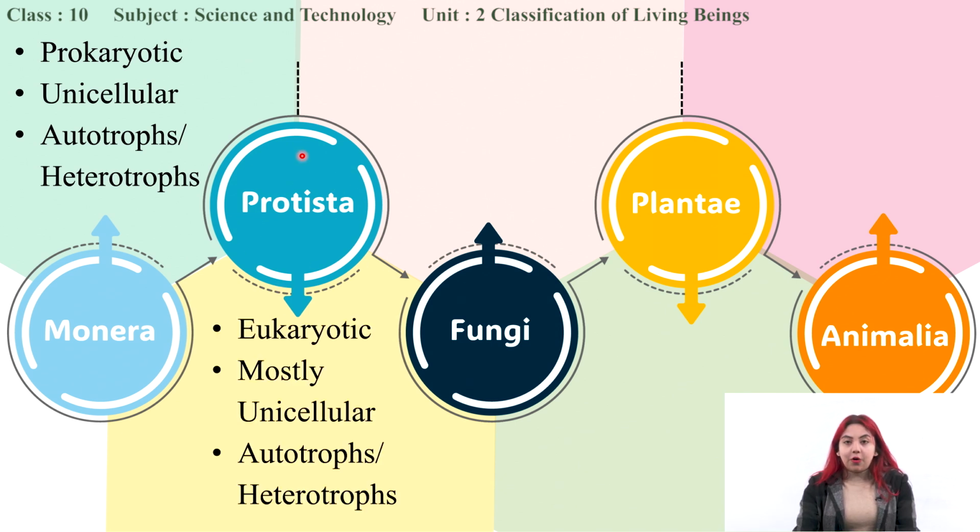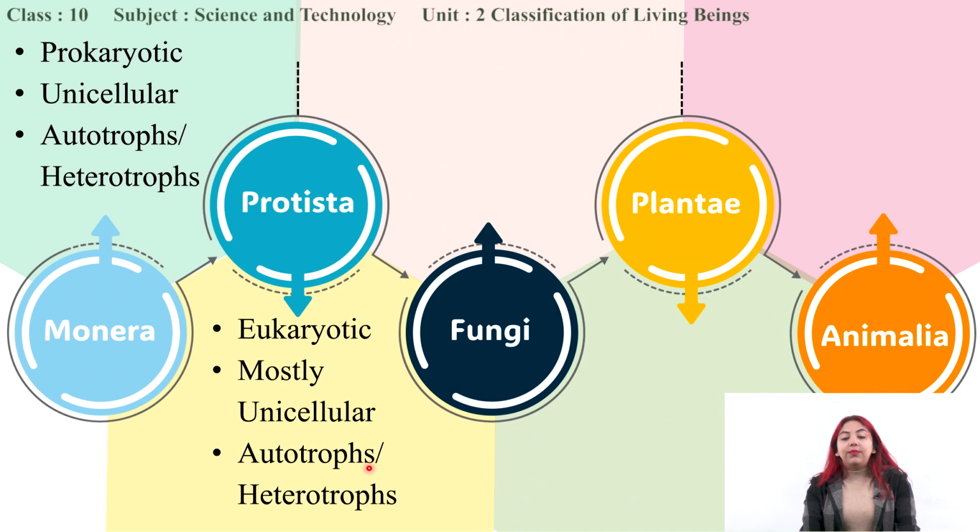Protista contains organisms that are eukaryotic and mostly unicellular. The mode of nutrition of the organisms in this kingdom is either autotrophic or heterotrophic.